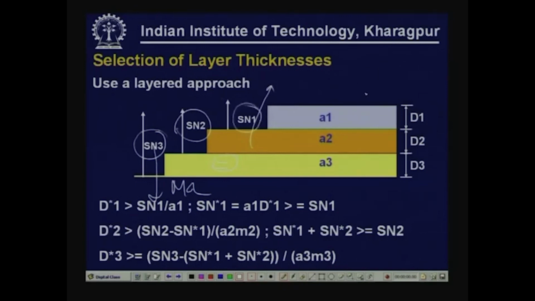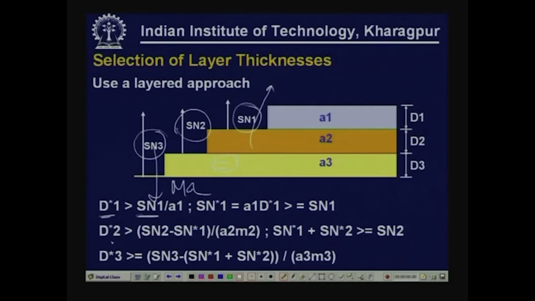So if you have already selected layer coefficients for the materials that were used, a1, a2, a3, then D1 can be estimated as SN1 divided by a1. SN1 is the structural number to be provided by layer 1. So SN1 actually provided is a1 into D1 star, and this should be greater than or equal to SN1.